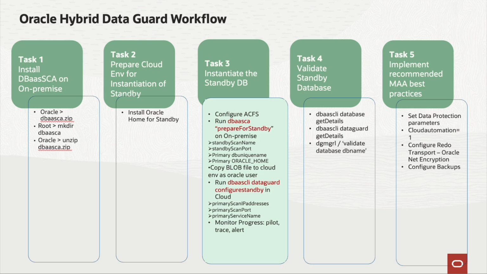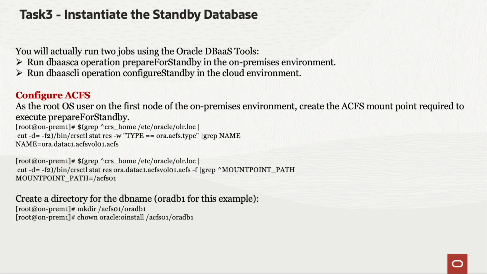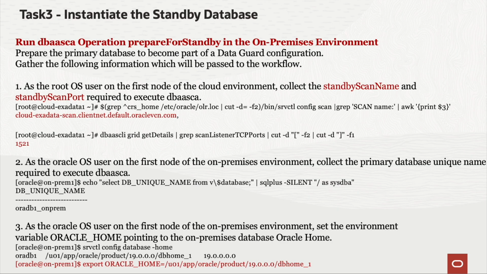In task 3, you instantiate the standby DB. As the root user on the first node of the on-premise environment, create the ACFS mount point required to execute Prepare for Standby. To run the Prepare for Standby in the on-premise environment, gather the following information which will be passed to the workflow. Collect the standby scan name and standby scan port. Collect the primary database unique name. Then set the environment variable ORACLE_HOME pointing to the on-premise database Oracle home.